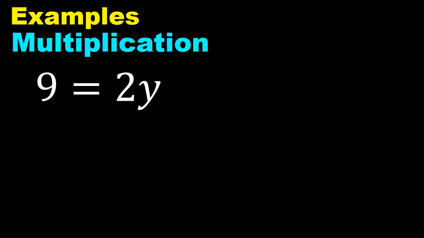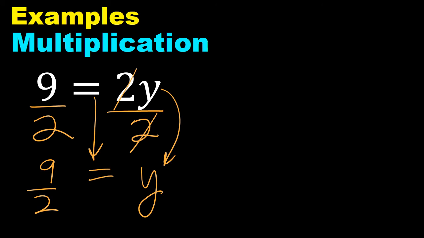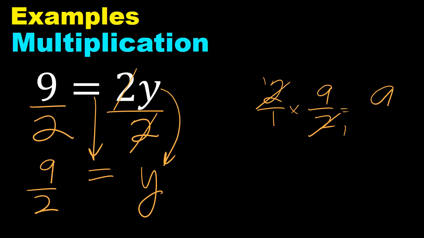So now we have 9 is equal to 2y. Let's go ahead and divide both sides by 2. The 2's cancel out, so I'm left with y. So I'm bringing that down, bring down our equal sign, and I'm actually going to leave this as an improper fraction, 9/2. If I was going to go ahead and double check this, I know that 2/1 times 9/2, if I'm going to cross simplify, is going to give me 9 as a whole number.